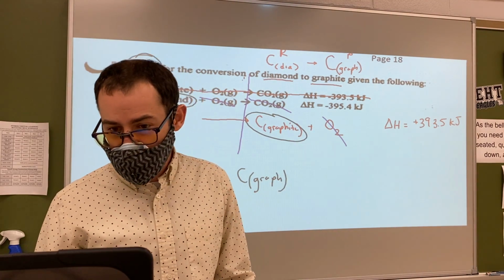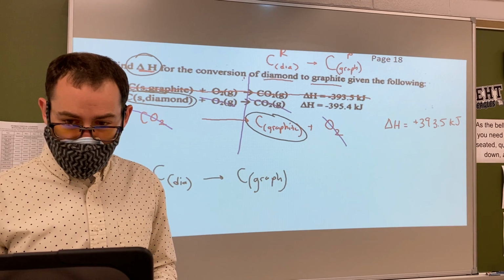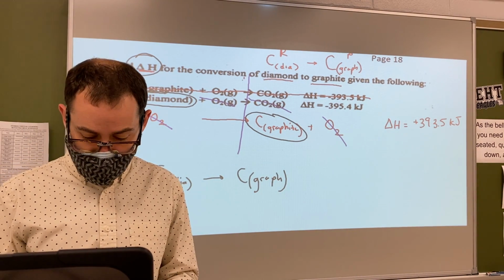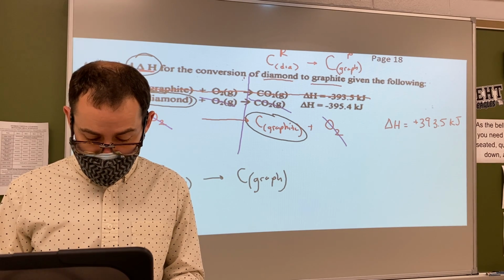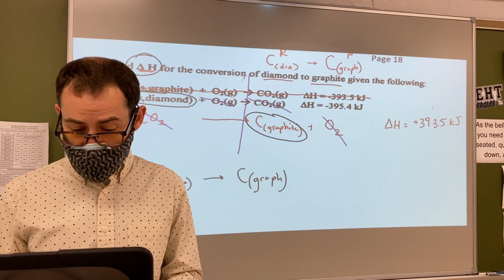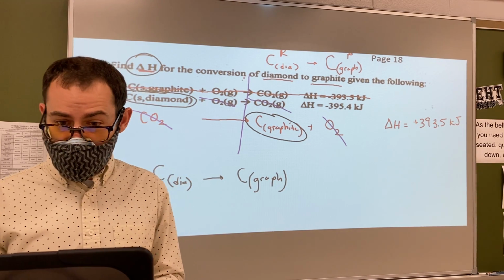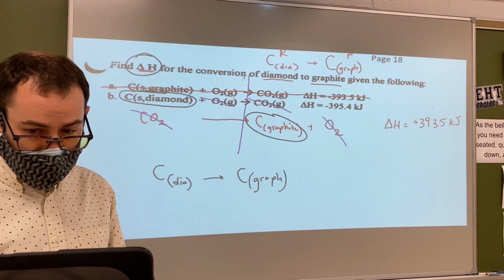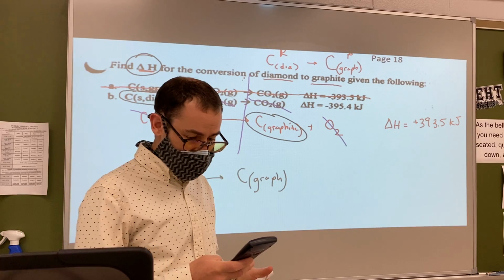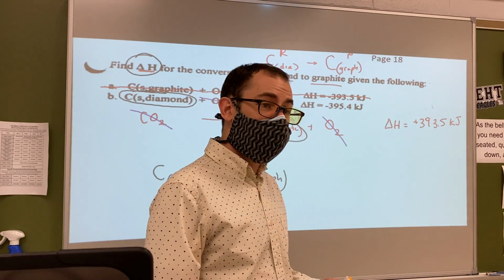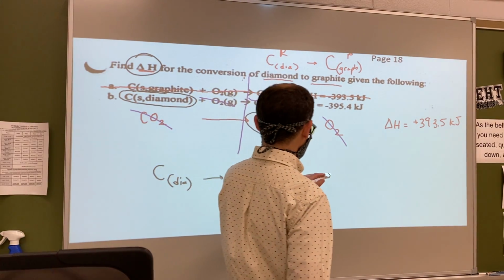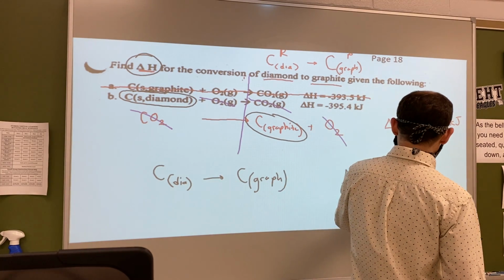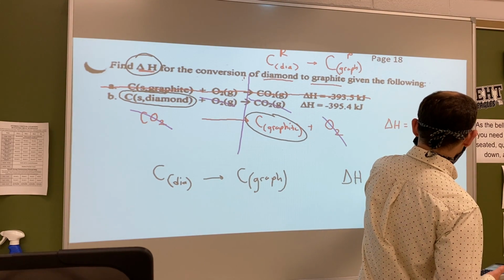What do you get when you do that? Negative 395.4 plus 393.5 gives us negative 1.9. Did you guys get that? Awesome. So delta H equals negative 1.9 kilojoules.